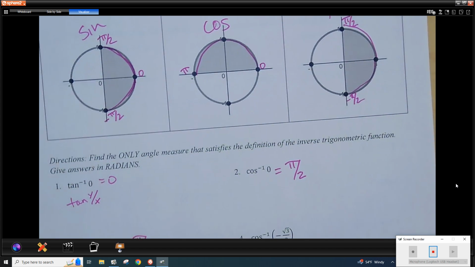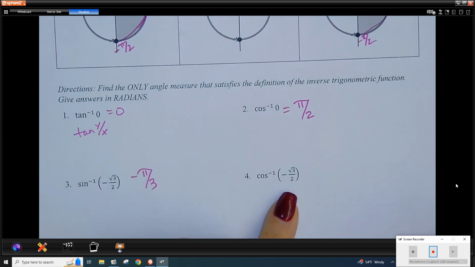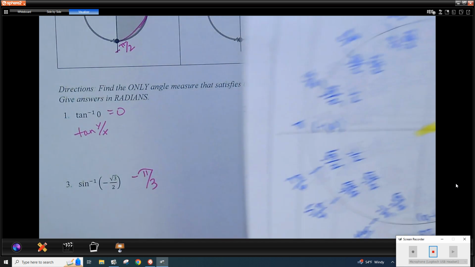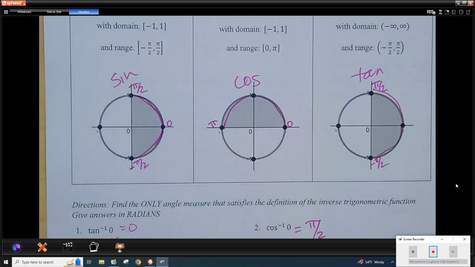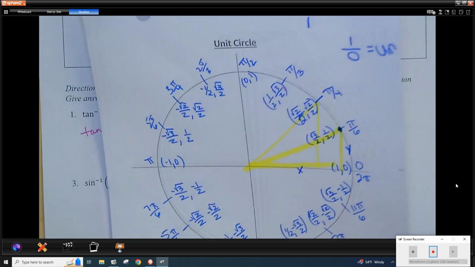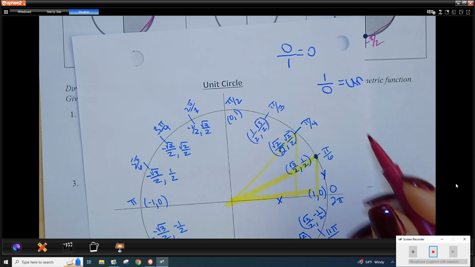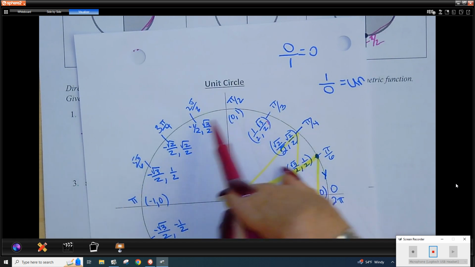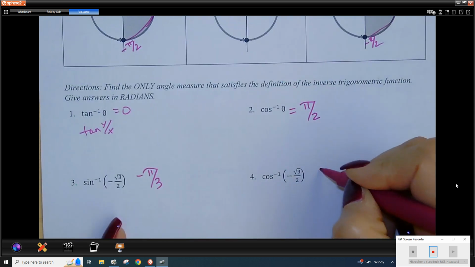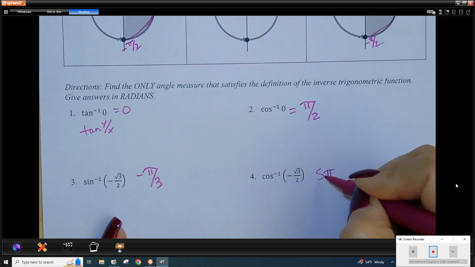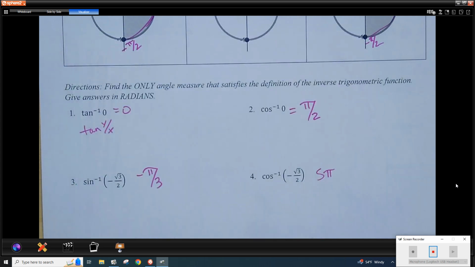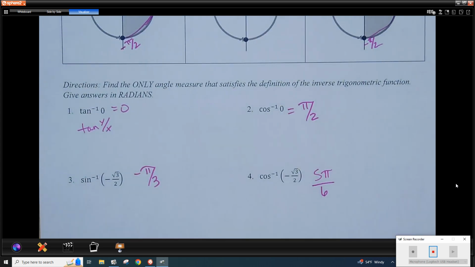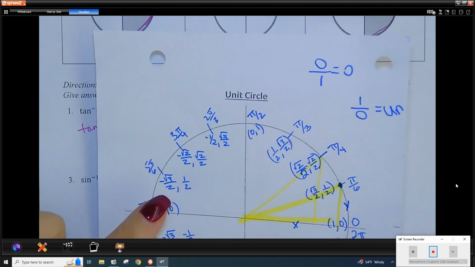And then cosine of negative square root of 3 over 2. Cosine again is this top half. So negative square root of 3 over 2 for the x. The first one we run into is right here, which is within our boundary from 0 to pi. So it's 5 pi. Oh, no. It's 5 pi over 6. Yes. Even though it's a negative value, it's because our negative is right there. Okay.